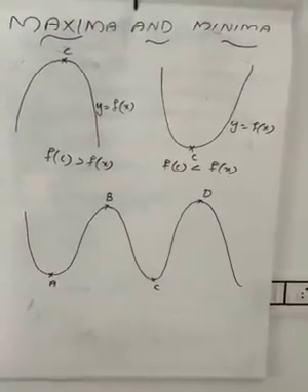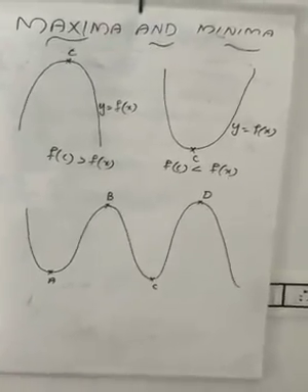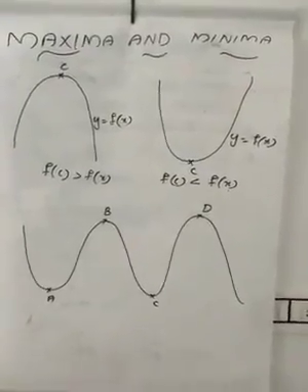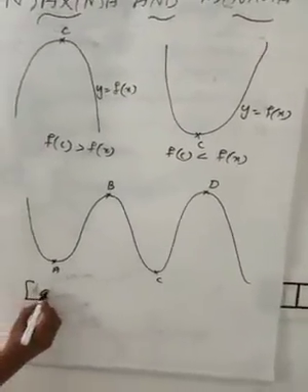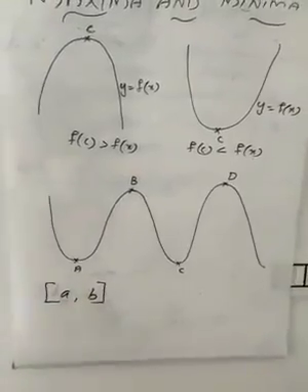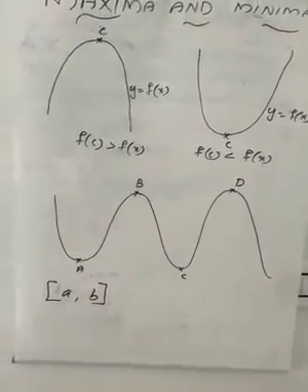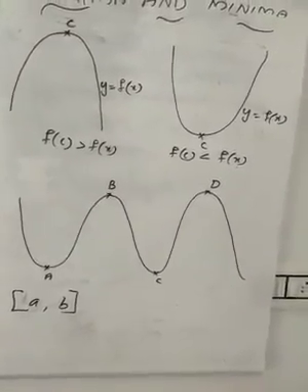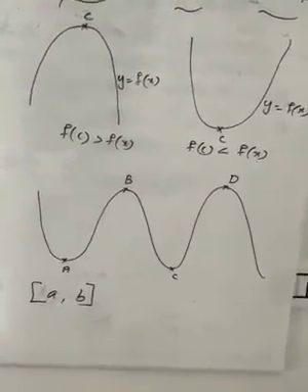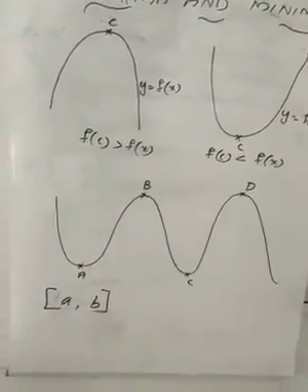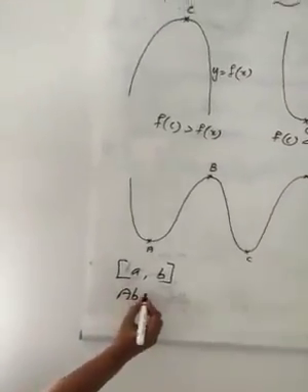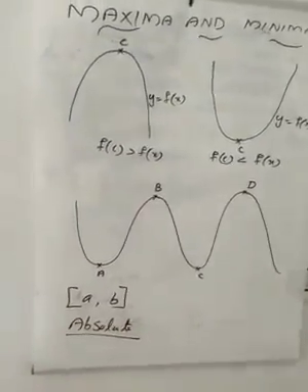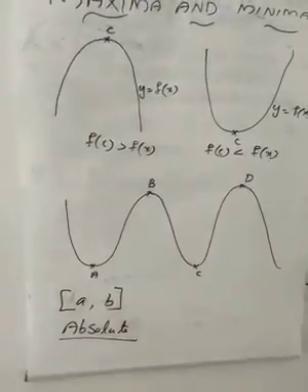And if the function is defined in a closed interval, what do we mean by closed interval? Both the limits are included. In the closed interval AB, both the limits A and B are included. If the function is defined in a closed interval, the maxima and minima are called absolute maxima and absolute minima.